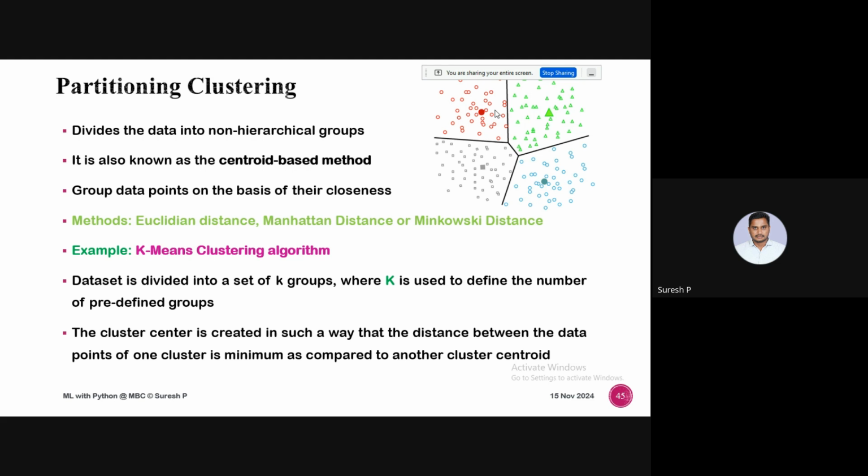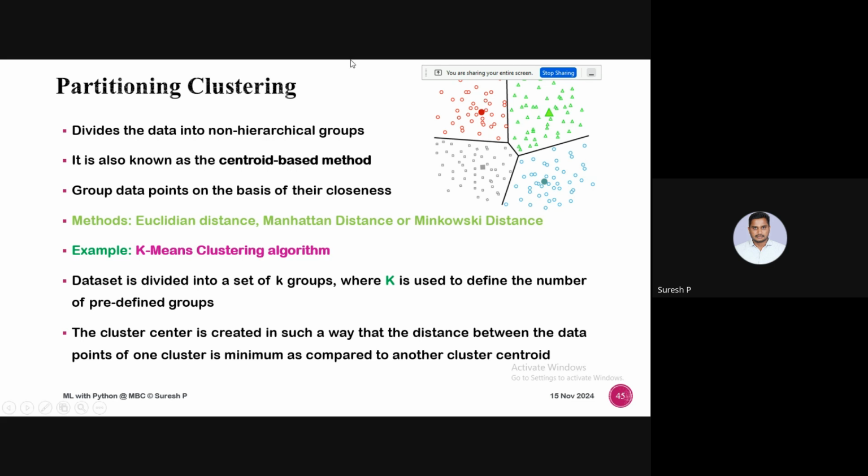For example, here we are having red color and green color like that. So the data points which are in the green color are more close to the centroid point in the green color, and red color data points are more close to the centroid point in the red color. So based on that, we are dividing, so it is also referred to as centroid based method. It will group the data points based on the closeness. Okay, so here the similarity value will be calculated, that is the distance will be calculated. So if the distance is less, then the data points will be grouped together.